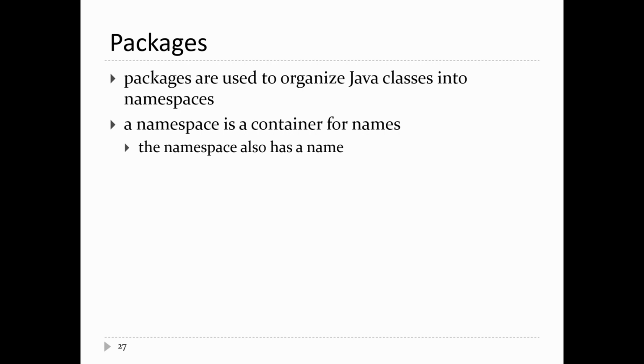So this word namespace: a namespace is just a container for names. Every folder has a name. Every directory on your computer has a name. If you put a folder inside of a folder, that folder also has a name. So folders can contain other folders. A namespace, or a space for names, can contain other names. That's all that means.